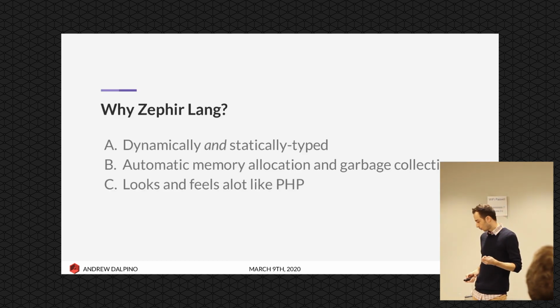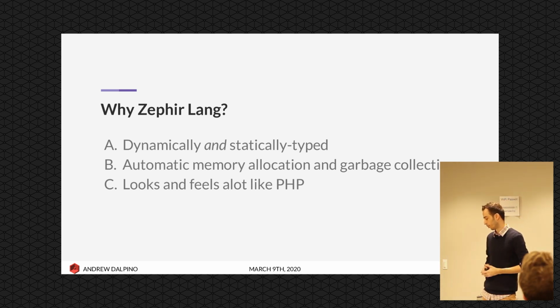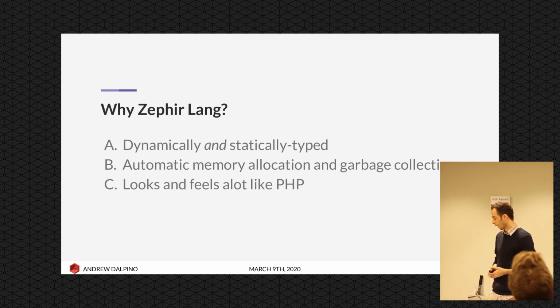Why Zephir? Well, it's dynamically and statically typed, so we can use dynamic variables like we're used to in PHP, and we can also use statically typed variables like we're used to in C. The benefit of using statically typed variables is that we don't need to do type checking. Also, memory allocation and garbage collection are done automatically. One of the hardest things coming from a high-level language to C is memory management. You don't have to do any of that with Zephir. It abstracts that entire thing away from you, and it looks and feels a lot like PHP.